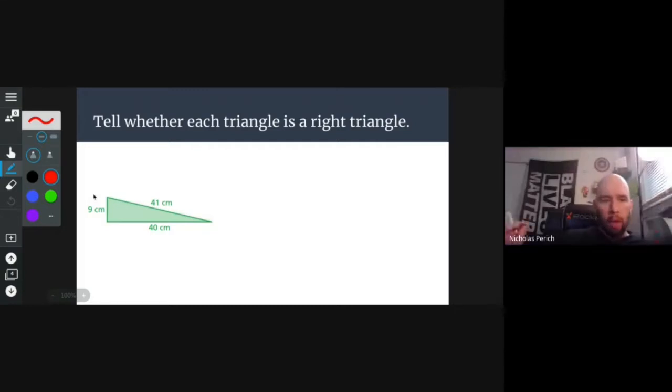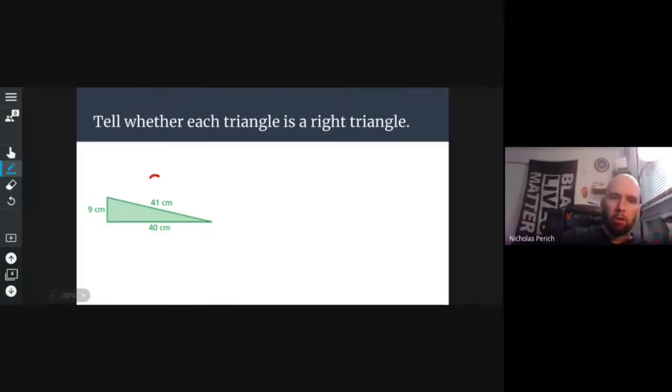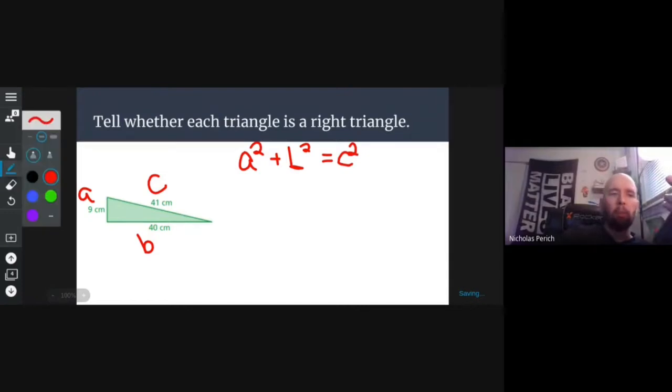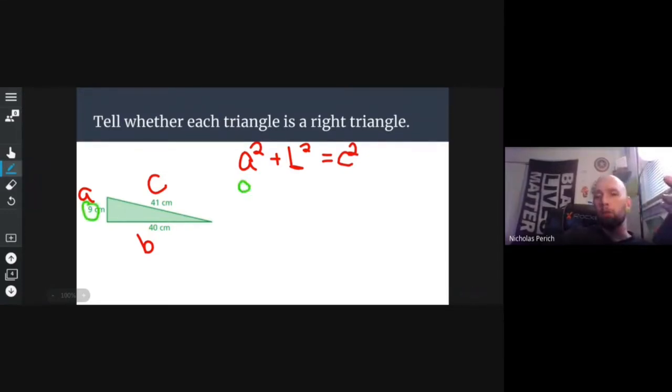What I have to do is it doesn't matter which one I call A or B as long as the longest side is C. So 41 is the longest side. I'll call you A and I'll call you B. I need to make sure that a squared plus b squared equals c squared. So I have to make sure that 9 squared plus 40 squared equals 41 squared. If it does, then I have a right triangle. If it doesn't, then I don't have a right triangle.